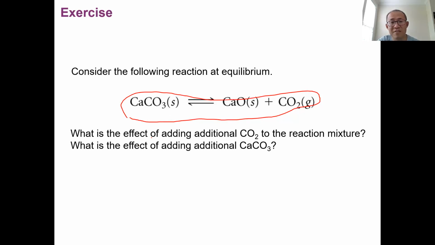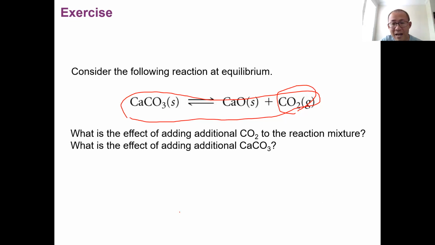They're asking what is the effect of adding CO2? We know CO2 is a reactant. Adding CO2 will shift the equilibrium to the left, because you're increasing the CO2 concentration in this reaction mixture. So it shifts the equilibrium to the left.